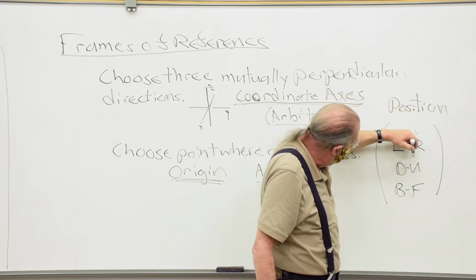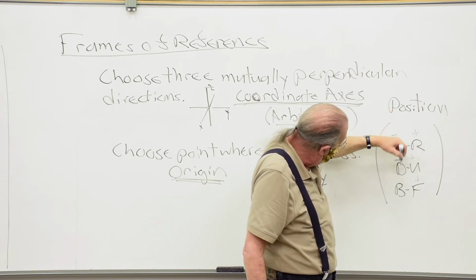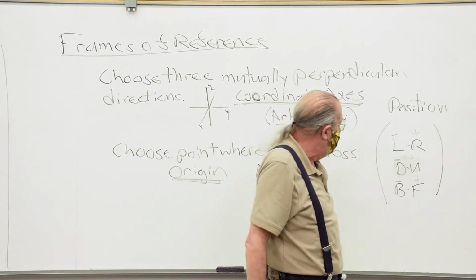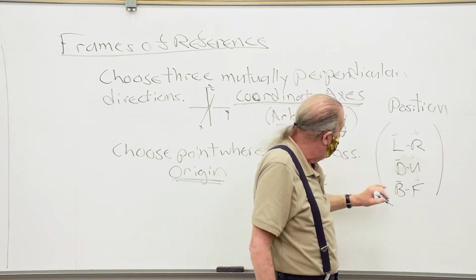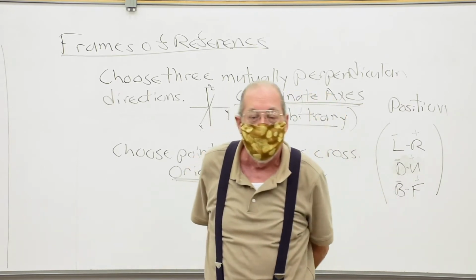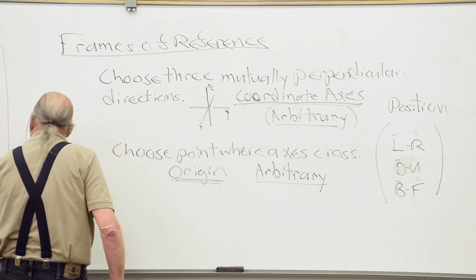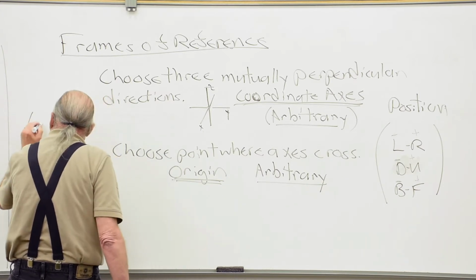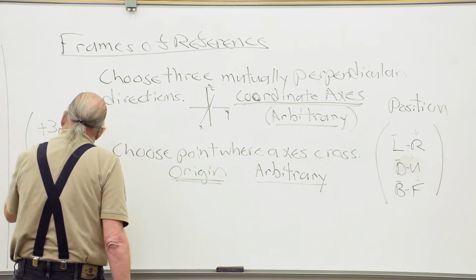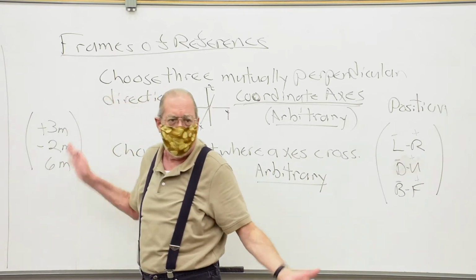Typically, we can make things easier by putting in a mathematical sign convention, saying that left is negative, right is positive, down is negative, up is positive, back is negative, front is positive. We can typically do that. So if I wanted to specify the position of something, I might specify something like this, where m is in meters. It could be in feet.